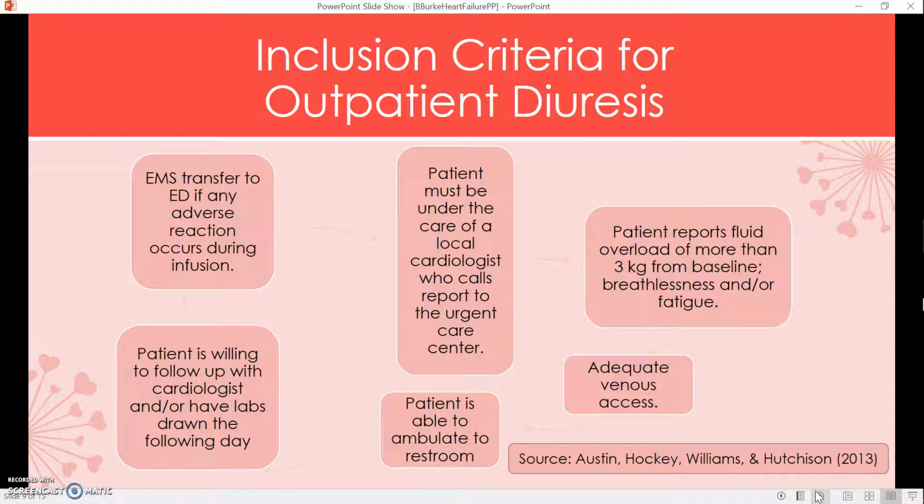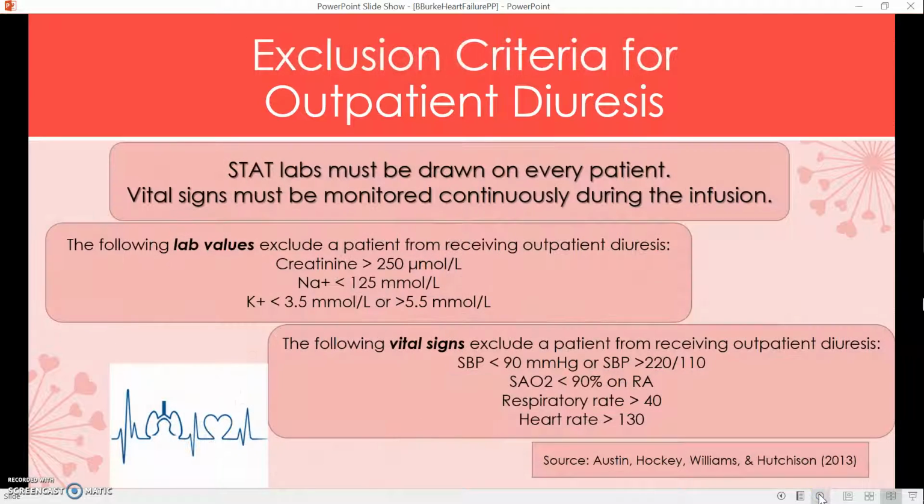EMS will transfer to the emergency department any patient who experiences an adverse reaction during the infusion. Stat labs must be drawn on every patient prior to the infusion, and vital signs must be monitored continuously. There are lab values and vital signs that will exclude a patient from receiving outpatient diuresis.